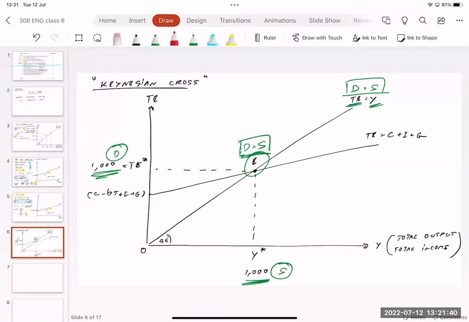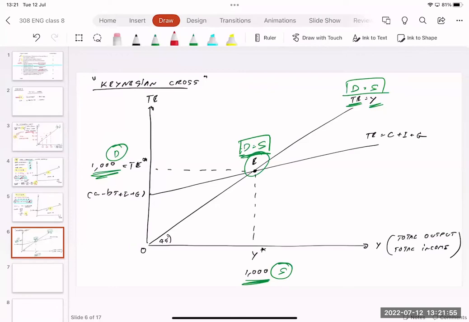So in conclusion, the equilibrium point is the point where total expenditure intersects with the 45-degree curve, which represents the meaning of demand always equal to supply. Total expenditure always equals Y as total output.